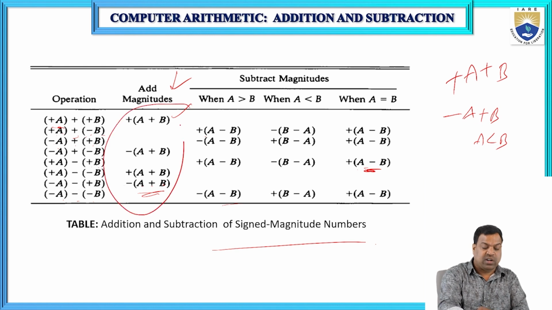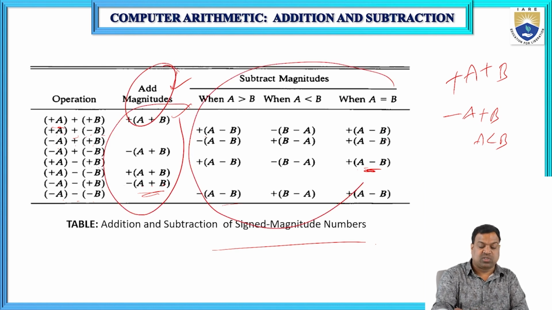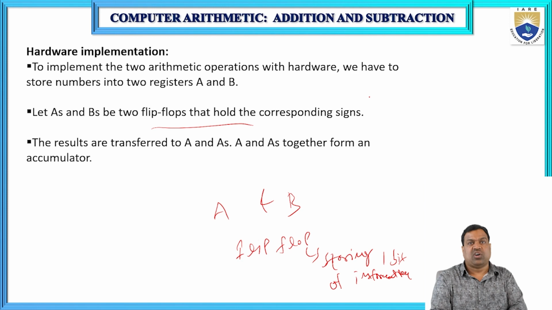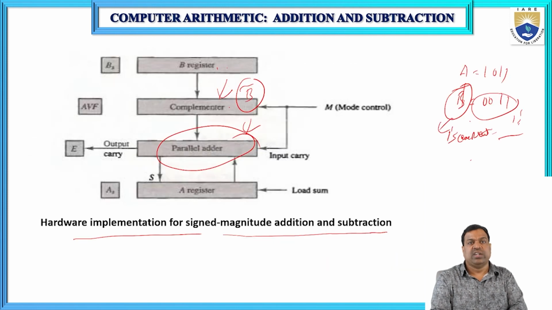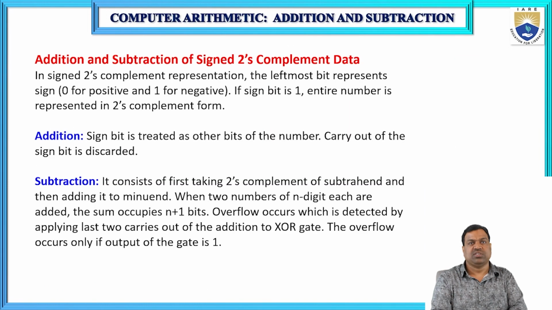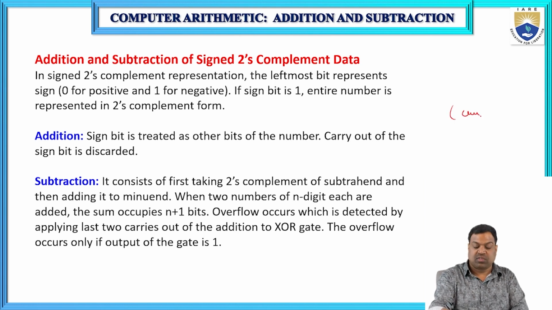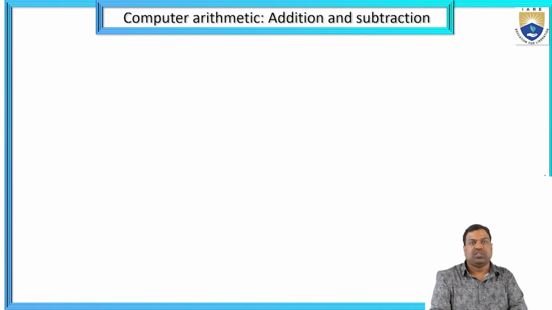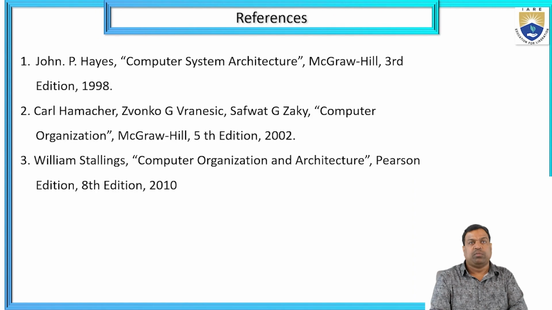So these are the add magnitudes, and there are the subtract magnitudes also. It is a hardware implementation with flip flops, a hardware implementation of signed magnitude addition and subtraction. It is a hardware algorithm for addition and subtraction, and addition and subtraction with 2's complement, meaning after the complement we add 1, that is 2's complement. So it is a hardware implementation of this one.